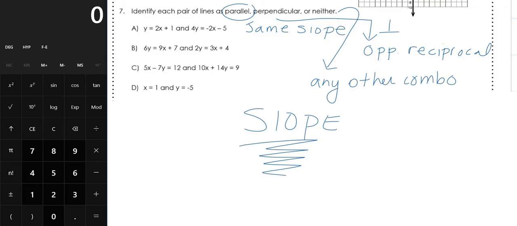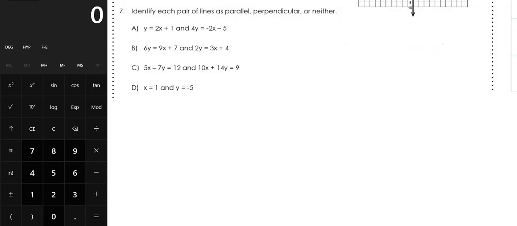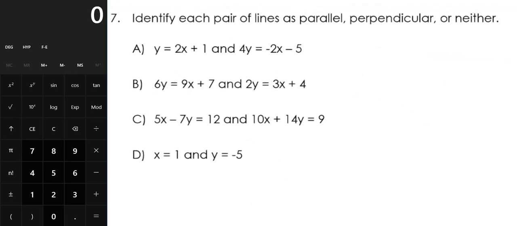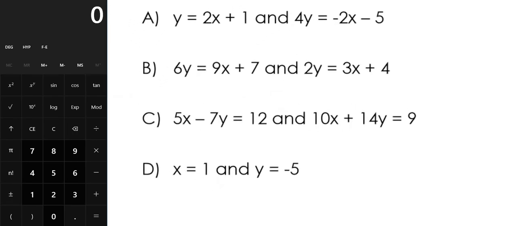Let me clear off my board. Okay, starting with A. I'm going to zoom in. We want to make sure before we get started that each one of these lines is in y equals format. If y is not alone, then it's not as easy to tell what your slope is. So before we figure out the slope, we have to first make sure it's in y equals form. Now for A, we're comparing these two lines. Look at your first line, y equals 2x plus 1. We see that y is by itself, which means the number in front of x, the coefficient of x, is your slope.